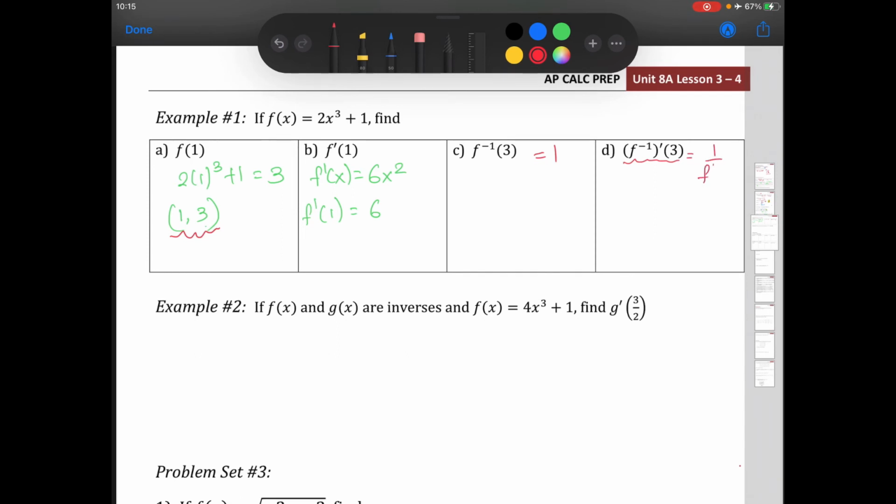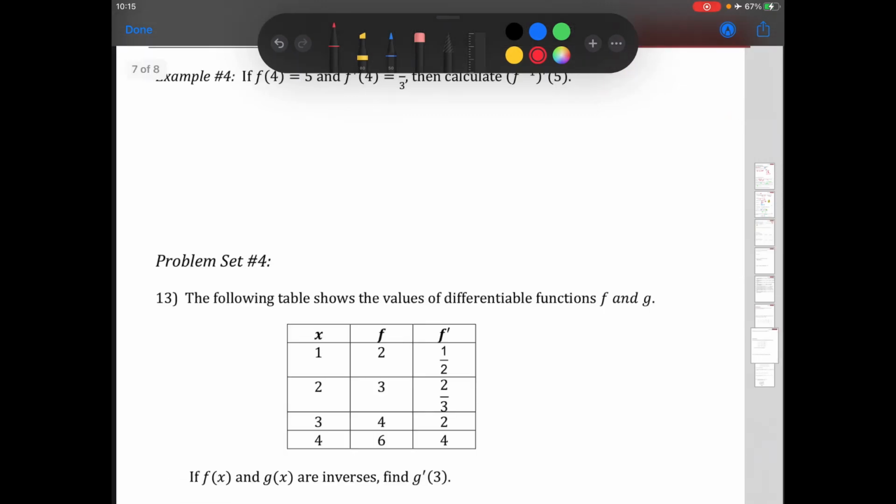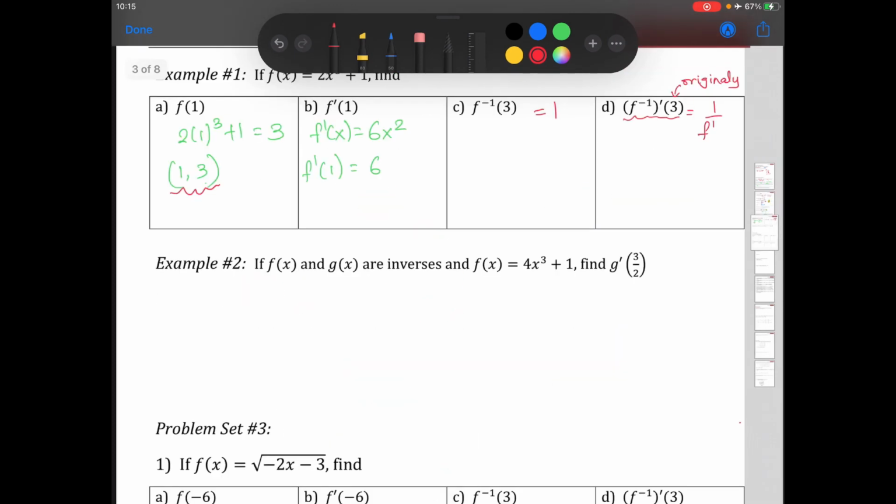So what is the rule? It is 1 over f prime of, what's the point? Remember, this is the original y. I'm going to write that down. So what was the original x? It was 1. So you already know the f prime of 1, which is 6, so it's 1 over 6.